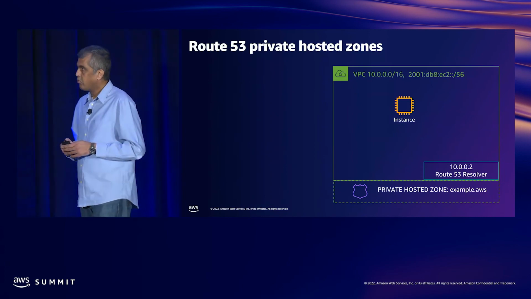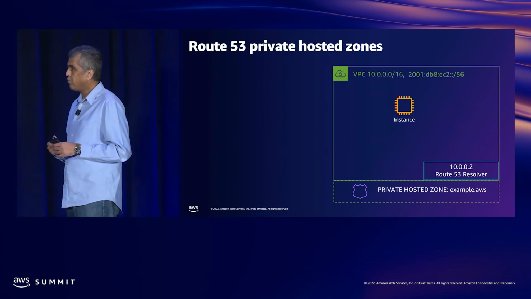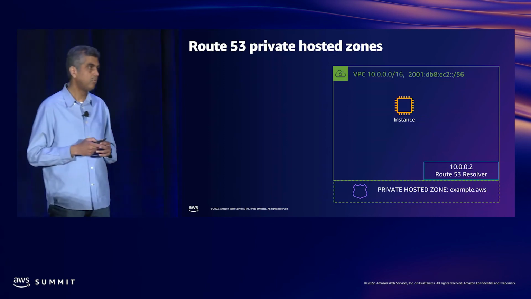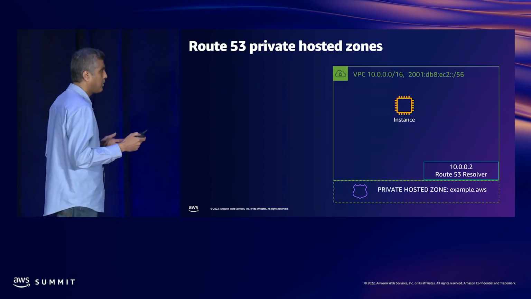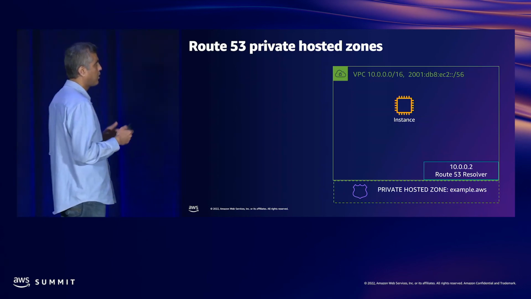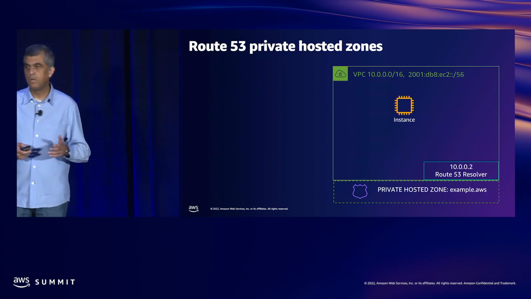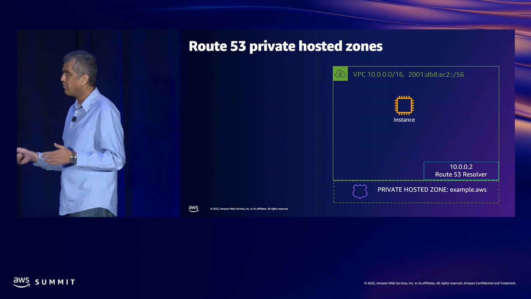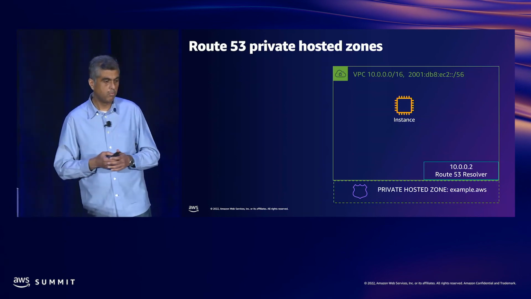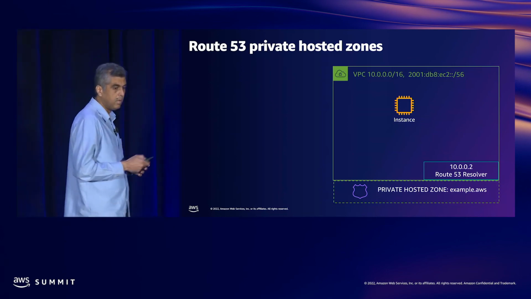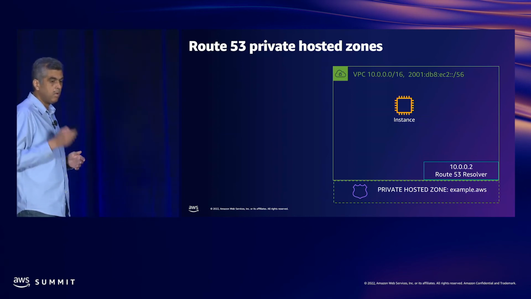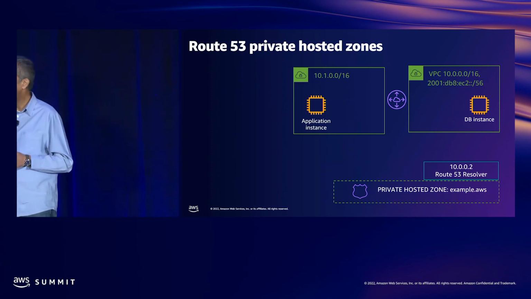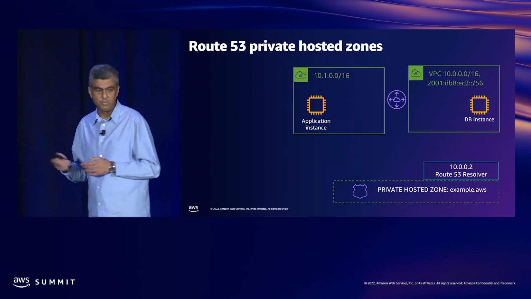Route 53 also allows you to do public and private DNS resolution. Private DNS resolution is done using private hosted zones, and a private hosted zone is basically just a container that contains information that tells Route 53 how to resolve your DNS queries for your domains and subdomains in one or more VPCs that you have created. In this case, I have a private hosted zone called example.aws that is attached to this VPC. In this example, I have an application instance on the left-hand side that needs to talk to a database instance on the right-hand side. They are in different VPCs, but they are peered together.